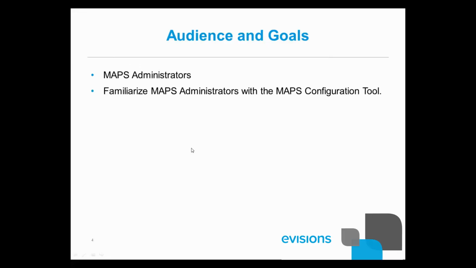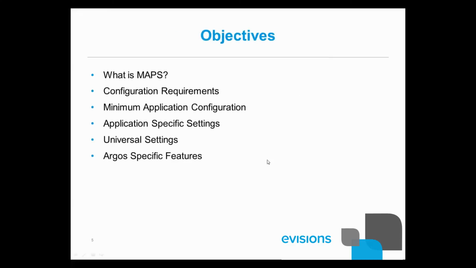The goal of today's training is to familiarize MAPS administrators with the MAPS configuration tool. Here are the objectives. We will be discussing what MAPS is and what it does, what the configuration requirements are for MAPS, the minimum application configuration that is required for all applications. We will also discuss additional application-specific settings. We'll then cover the universal settings, and finally we'll be reviewing the Argos-specific features.